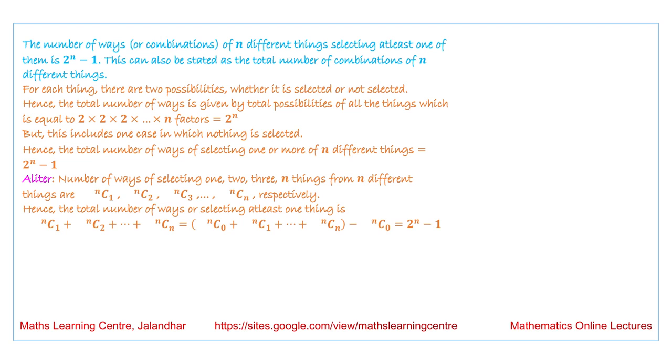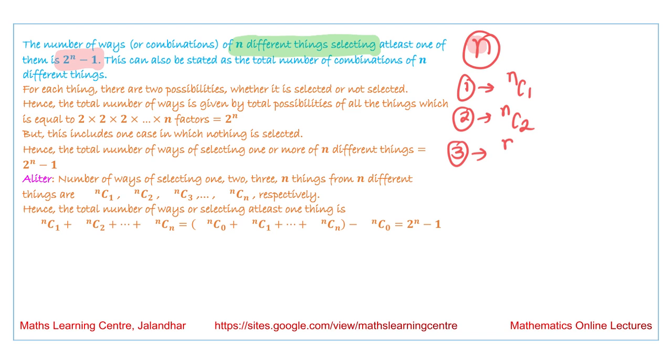Next, the number of ways or combinations of n different things, selecting at least one of them, is 2 raised to the power n minus 1. So we have a total of n things and we are selecting at least one of them. When one object is selected, the number of combinations is nC1. When two objects are selected, the number of options is nC2. When three are selected, it is nC3. Likewise, when all n are selected, it is nCn.